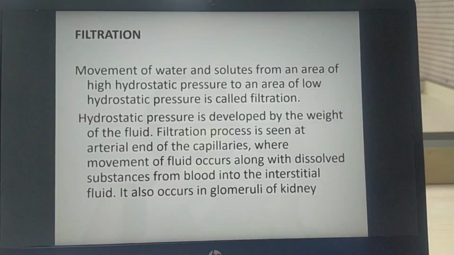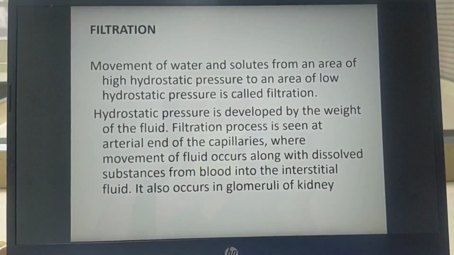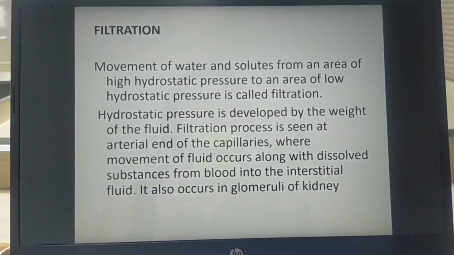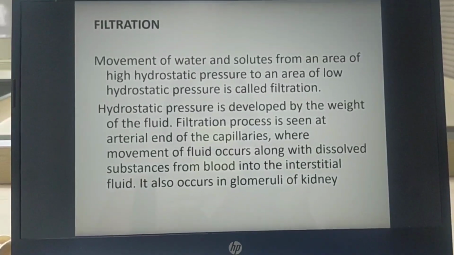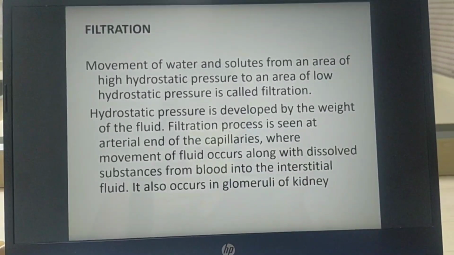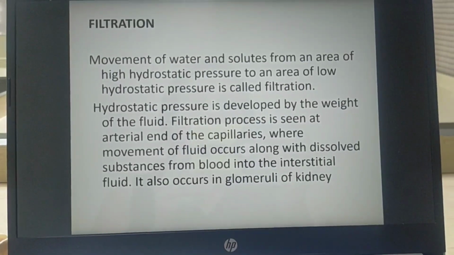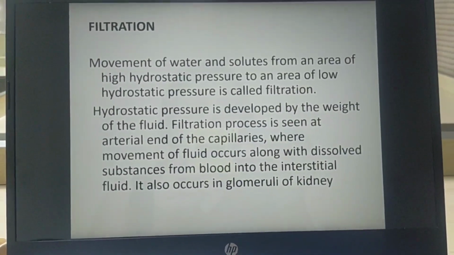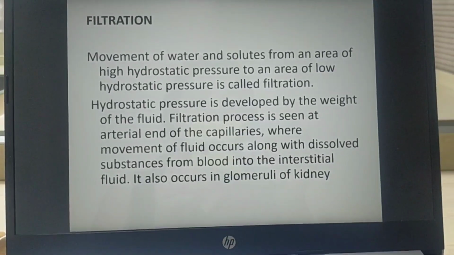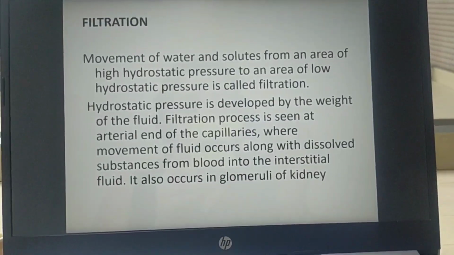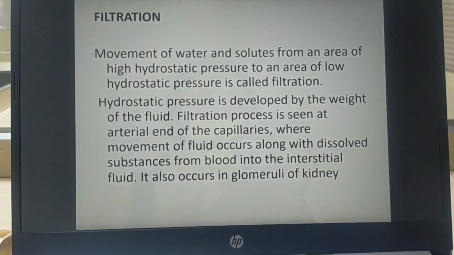Then there is filtration. Movement of water and solutes from an area of high hydrostatic pressure to an area of low hydrostatic pressure is called filtration. Hydrostatic pressure is developed by the weight of the fluid. The filtration process is seen at the arterial end of the capillaries, where movement of fluid occurs along with dissolved substances from blood into the interstitial fluid. It also occurs in the glomeruli of the kidney.